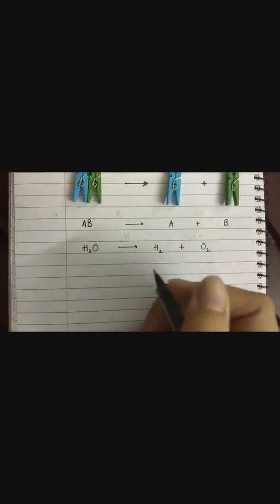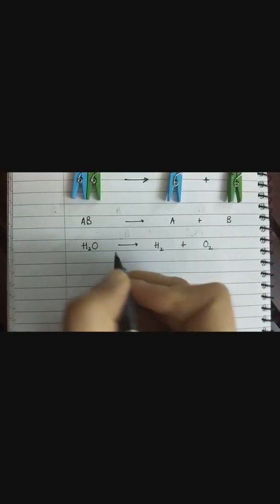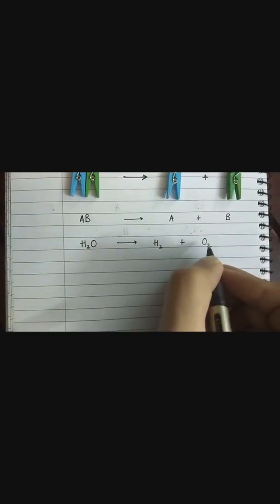Let us take an example. H2O, that is water, breaks down to give H2 plus O2. In combination reaction, what we saw was H2 and O2 combined to give a single product H2O, and in decomposition what we can see is that H2O is breaking down to produce H2 and O2, hydrogen and oxygen. As we can see, the equation is unbalanced. So let us balance it.